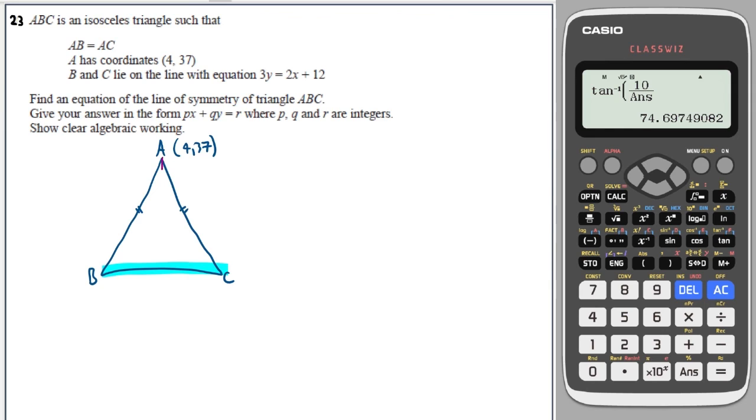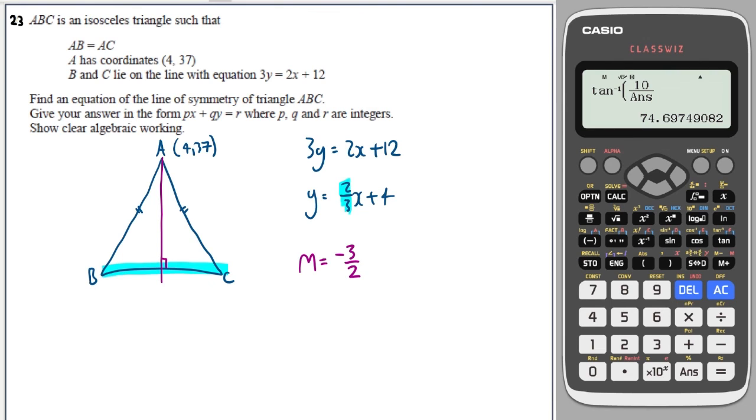Okay, so the line of symmetry is going to go straight down through there, which means it's going to be at right angles to the light blue line. So let's find the gradient of the light blue line. We have 3y is equal to 2x plus 12. So dividing through by 3, we get y equals 2 over 3x plus 4, which means the gradient of the light blue line is 2 over 3. So the gradient of the purple line is the negative reciprocal, so we flip it over and times it by minus 1, and that gives you minus 3 over 2.